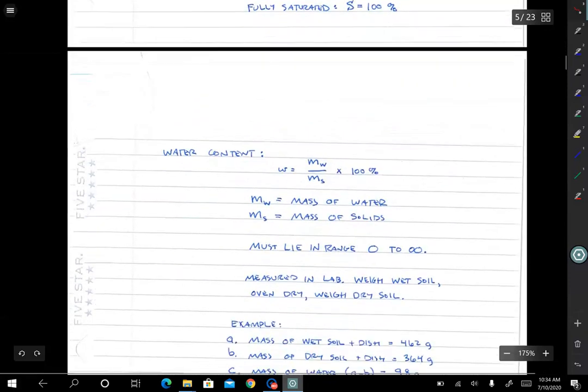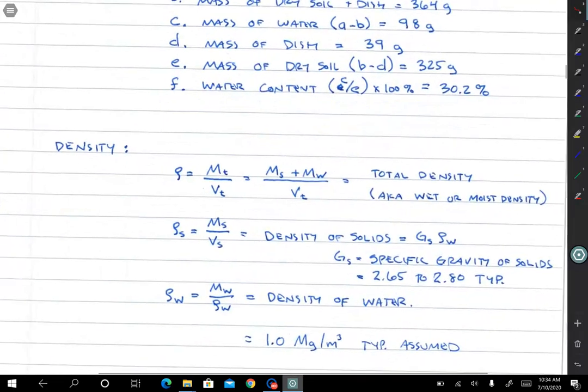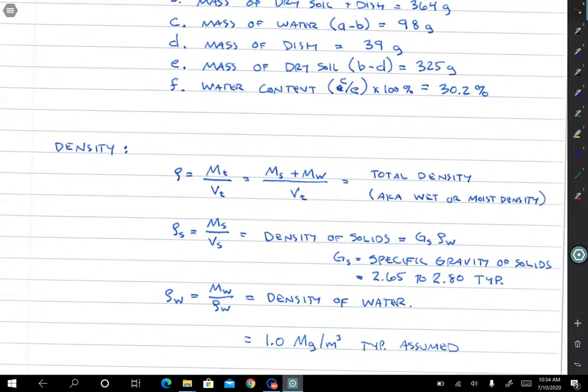So let's talk about some different densities that we use. Okay, one is just the total density. It's the total mass divided by the total volume. Sometimes it's also called the wet density or moist density. I like to just use total density. Another one is the density of solids, rho sub s. It's ms over vs. That's just the density of the solid particles themselves.